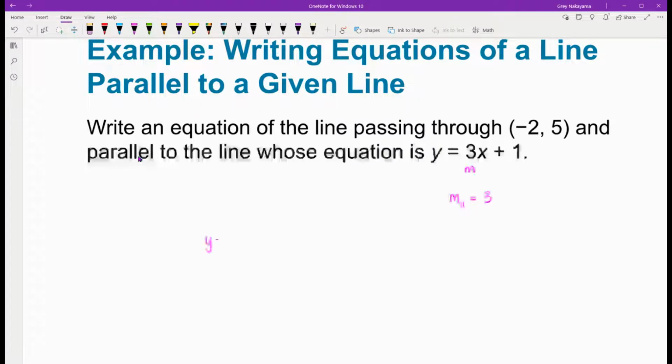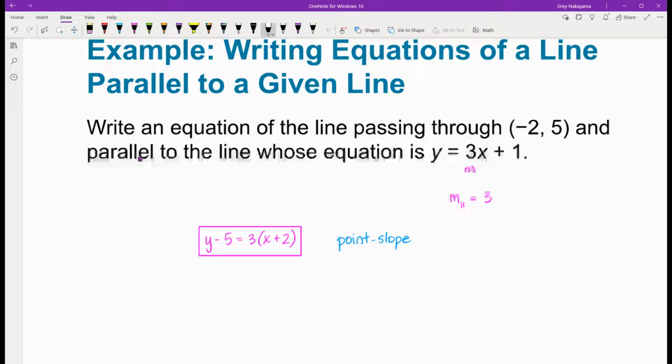So my equation: y minus, what is my y coordinate? 5, is equal to the slope. We just determined our slope was 3. And then times the quantity of x minus, now this time, I decided to just flip the negative and make it plus 2. So that's my x minus -2. Okay, that right there is, remember, the point-slope form of a line.